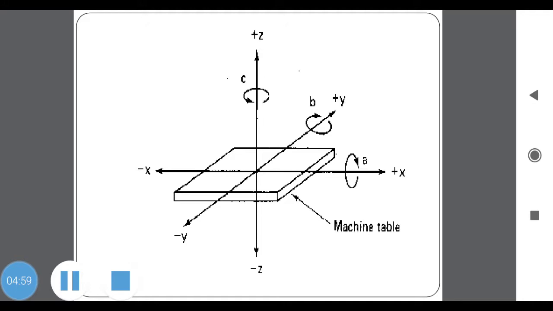From origin to forward, that is the positive x. From origin to backward, negative x. Same from origin to upward direction, that is the clockwise, positive z. Reverse is the negative z. From origin to right side and left side, that is the y coordinates.